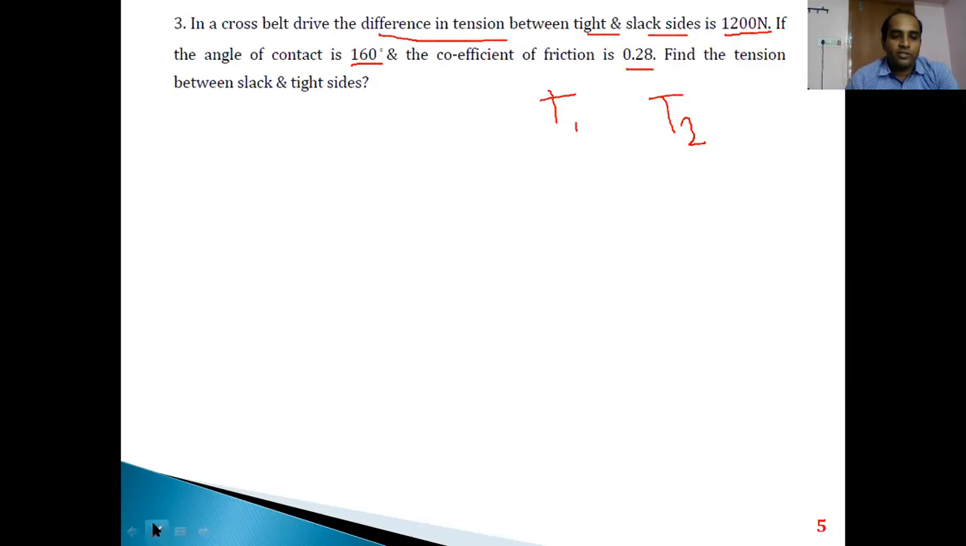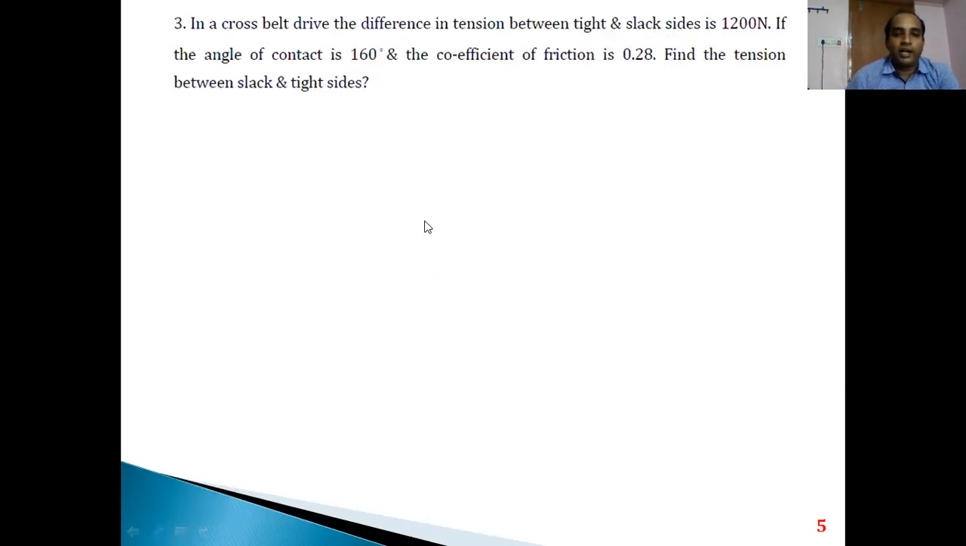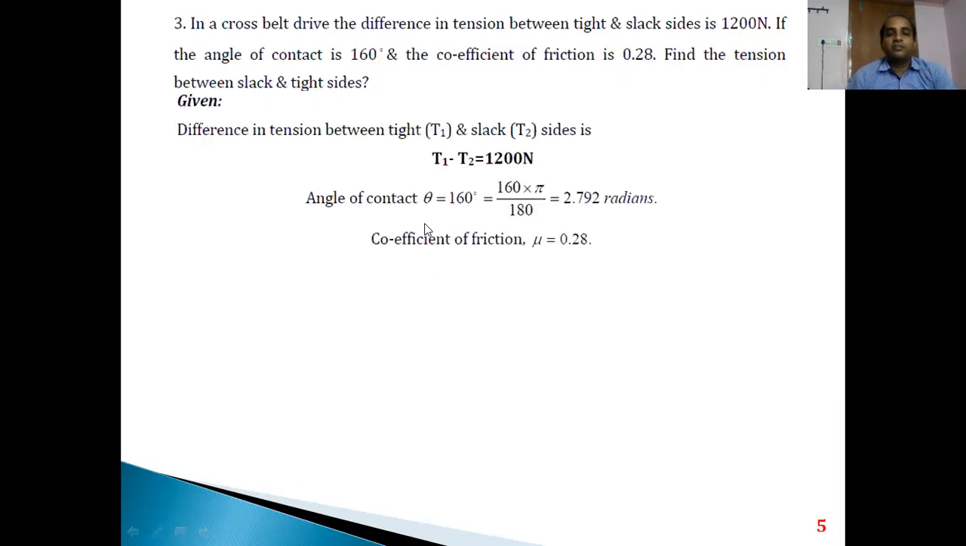To find these, we take the help of the equation for the ratio of belt tensions. Using that, we can move forward to find the value of T1 as well as T2. So let us first write down the given data in a correct manner. As I told you, the difference in tension between tight and slack sides is 1200 Newton, that is T1 minus T2 is equal to 1200 Newtons. Angle of contact is 160 degrees.